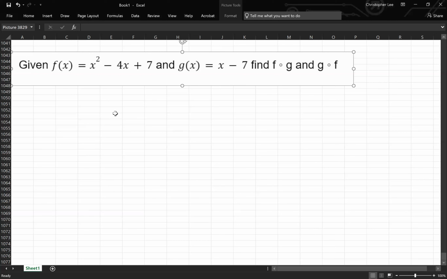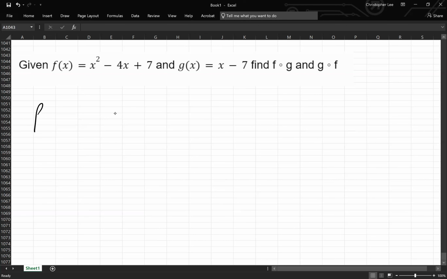All right. So we have f of x is equal to x squared minus 4x plus 7. G of x is equal to x minus 7. And we want to know what is f of g and what is g of f. All right. So f of g. I'm literally going to take g and plug it in for x. So it means f of g of x.